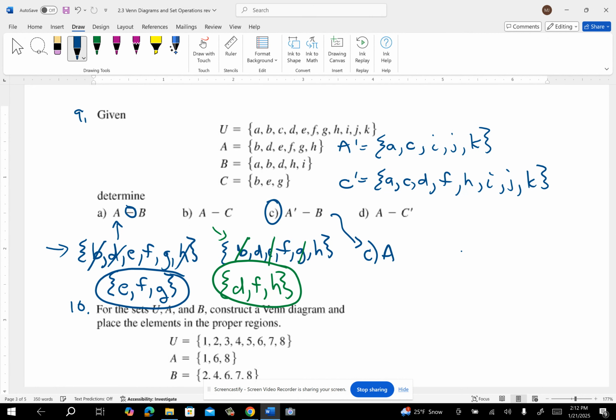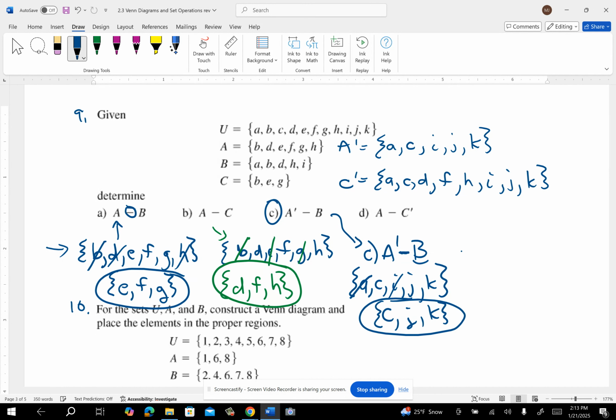So C, I'm trying to do the complement of A, take away B. I've already done the complement of A, so I'm going to write that down first. Okay. Then what I need to do is remove from there, I need to take away the elements from B. So I'm looking at set B, and I'm going to take away the A, because it's in set B, and the I, because it's in set B. And that would leave me C, J, and K. So that would be my answer.